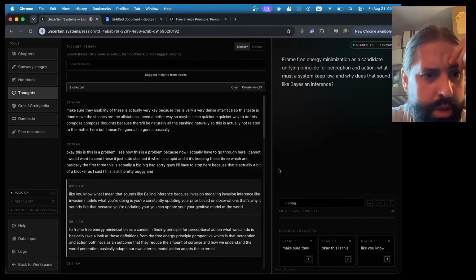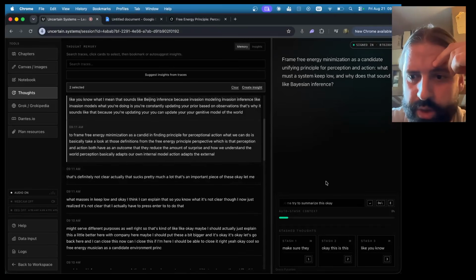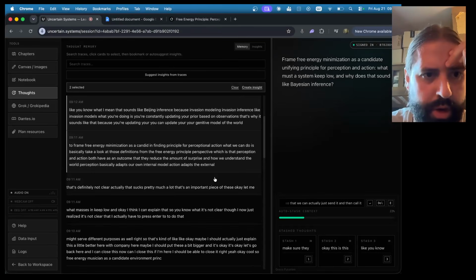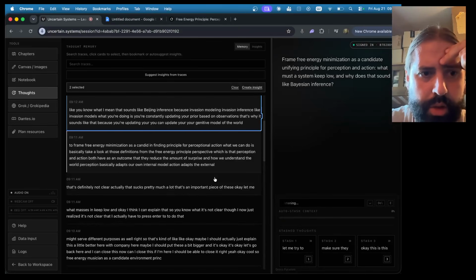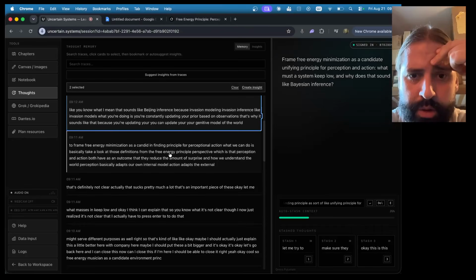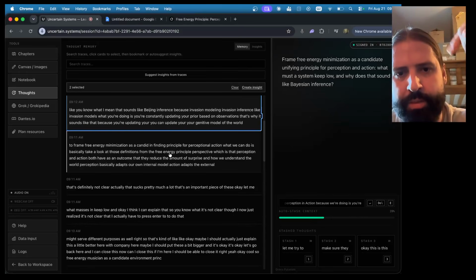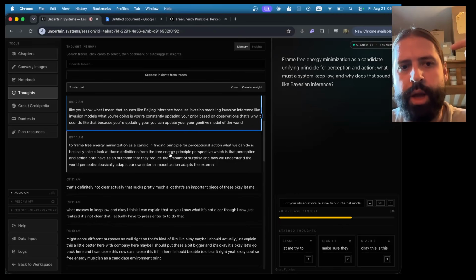Let me try to summarize this, so that we can actually just send it and call it a day for now. We want to frame free energy minimization as a unifying principle for perception and action, because your perception and action both change the surprise of your observations relative to our internal model, and that's what you want to minimize, that surprise. And this sounds like Bayesian because you're updating priors.